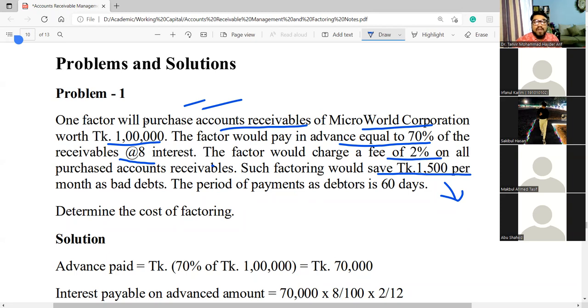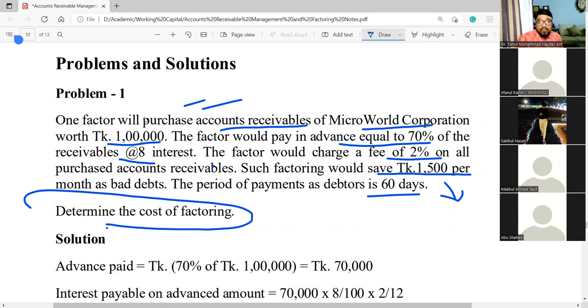আমার পিরিয়ড অফ পেমেন্টস অ্যাজ ডেটারস কতদিনের? 60 days. আমাদেরকে কি পে করতে বলেছে? কস্ট অফ ফ্যাক্টরিং। তাহলে তোমরা তোমাদের কোম্পানির জন্য ফ্যাক্টরিং করো, তৃতীয় পক্ষকে নিয়োগ দাও, অথবা নিজেরা ফ্যাক্টর হিসেবে ব্যবসা শুরু করো, এই ছোট্ট কনসেপ্ট তোমাদের লাগবে। এখন আমরা উপরের প্রবলেম থেকেই তো বুঝতে পারছি যে আমাদেরকে কত পার্সেন্ট পে করেছে অ্যাডভান্স?